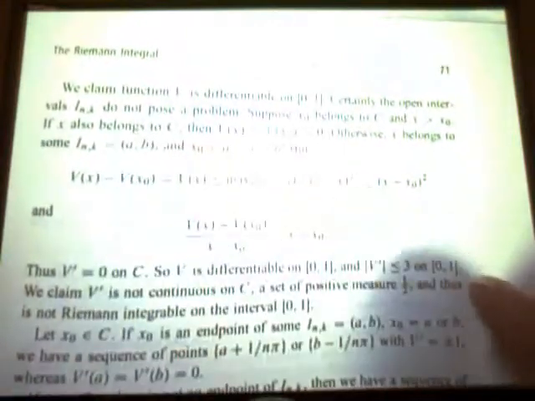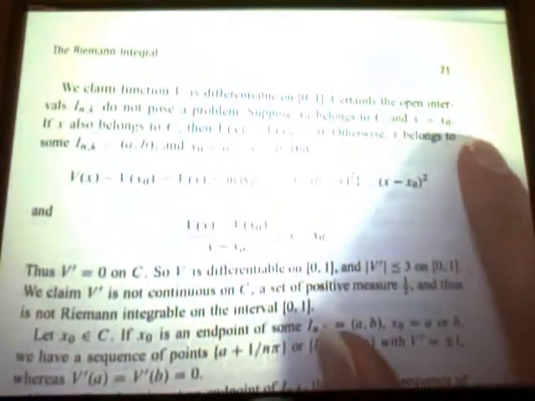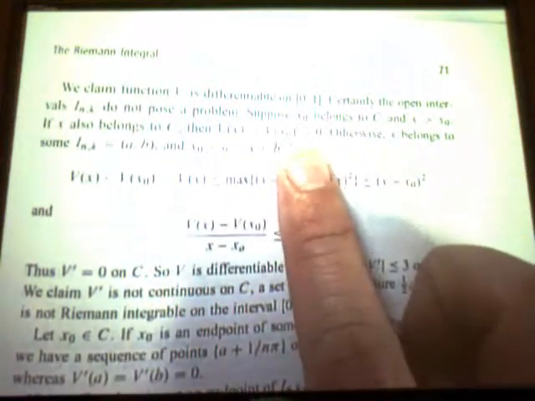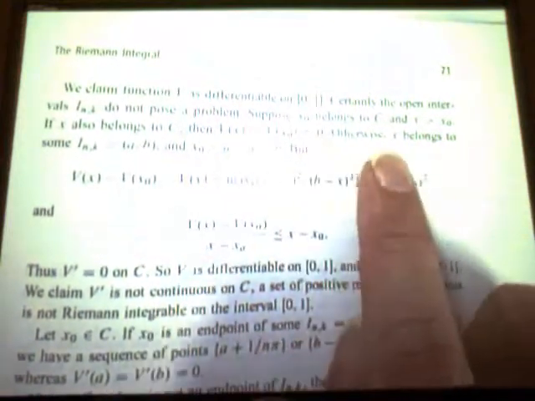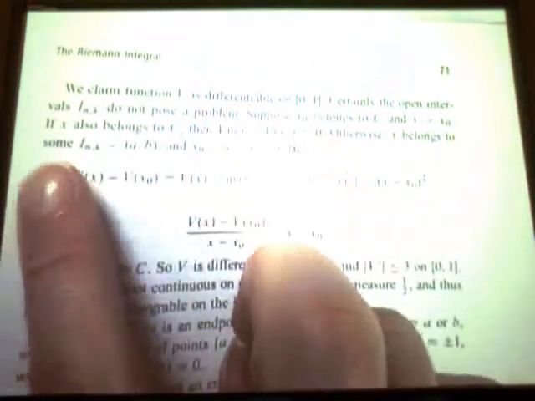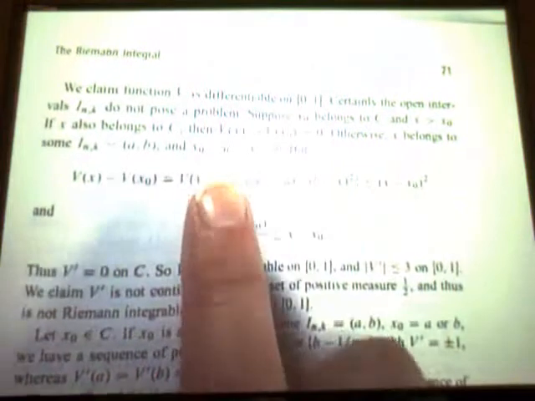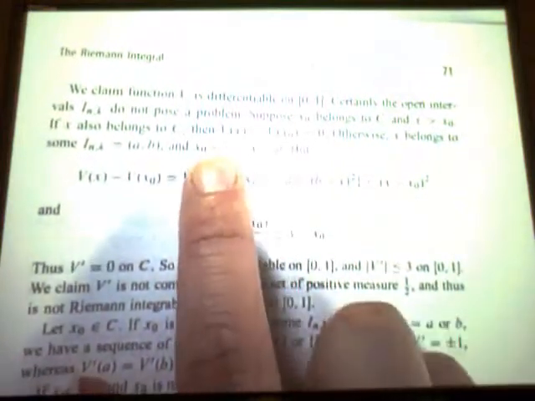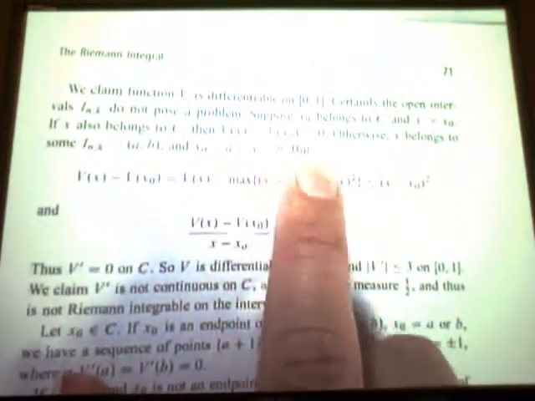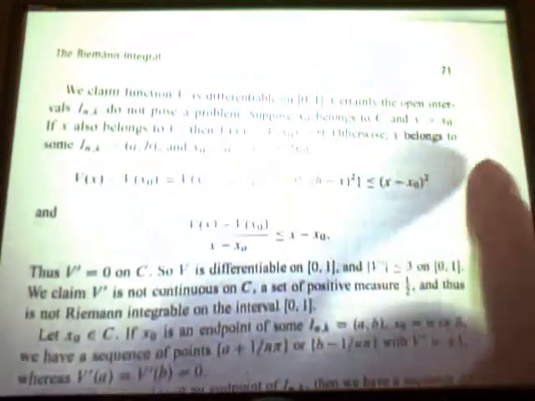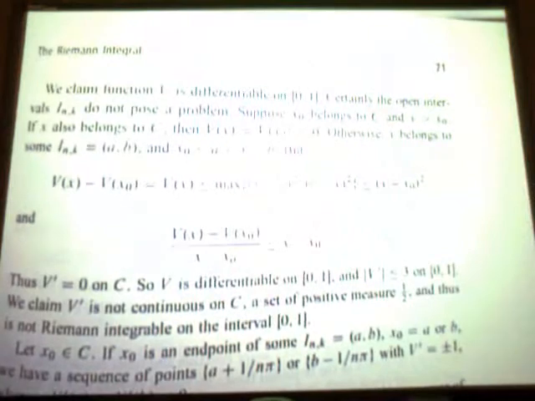So we claim the function b is differentiable in 0, 1, within a certain open interval. That doesn't pose any problems. So we suppose we have an x sub 0 that belongs to C and an x that belongs to C, with x being greater than x sub 0. And he's going to define this function. Then b(x) equals b sub 0 equals 0, and that's because we're outside of our Volterra function then.